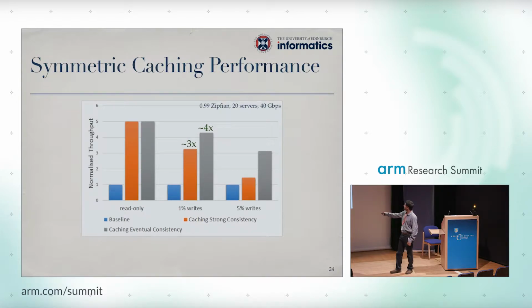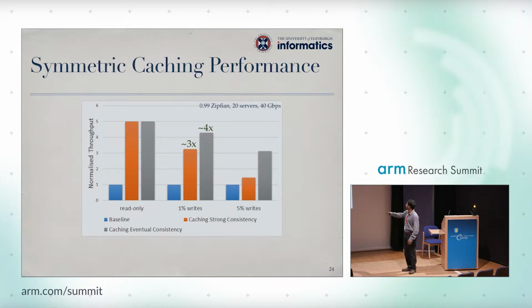And we see that the gray bar shows the throughput we achieved, guaranteeing per key serializability, or eventual consistency. And we are able to get 4x the throughput of the baseline. And even for something like strong consistency, we are able to get 3x the throughput. And this is for 1% writes, which is slightly higher than the amount of writes reported by Facebook.